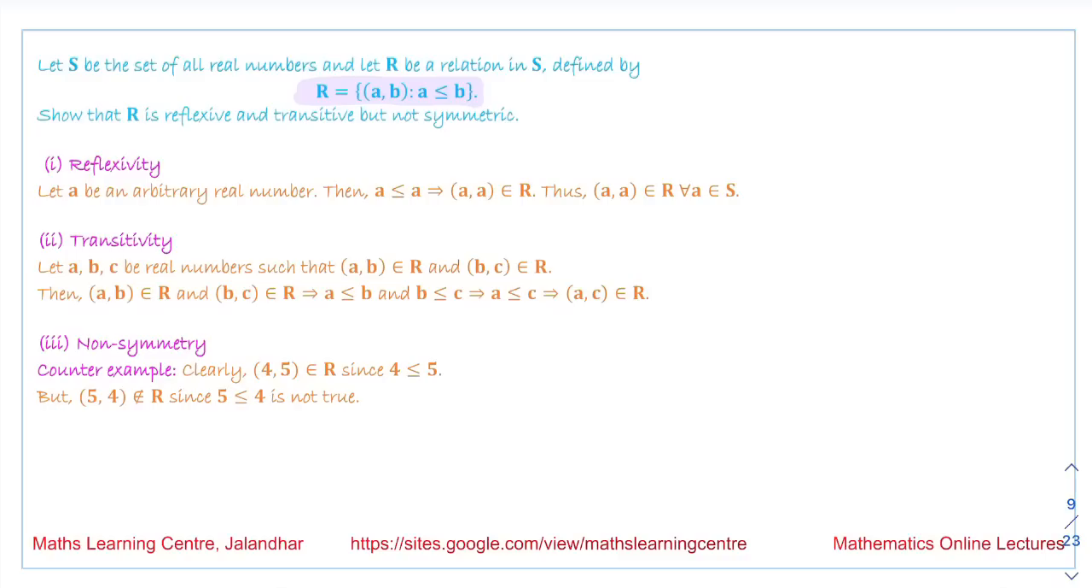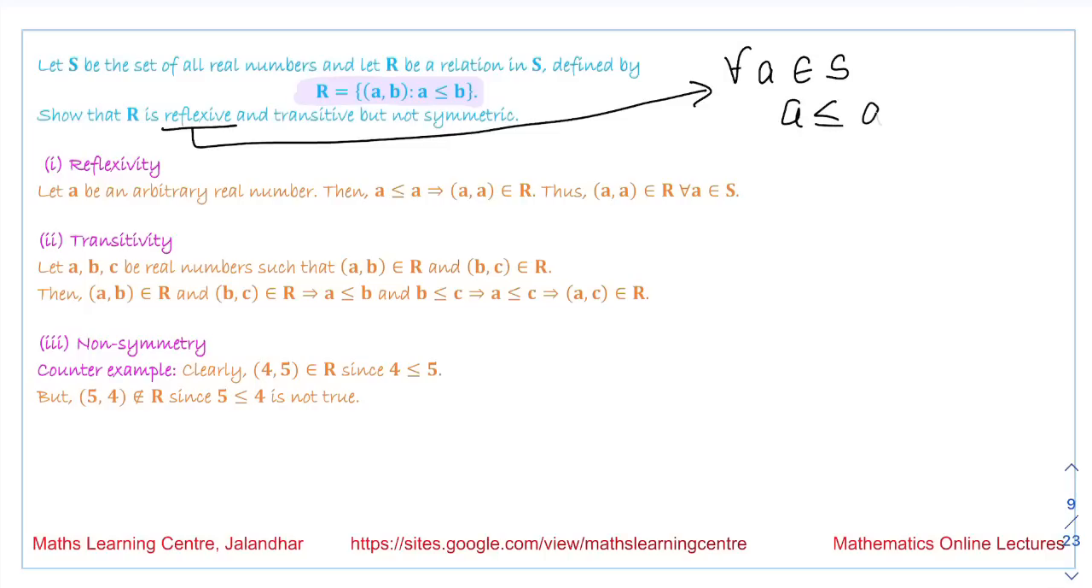So again, for the reflexive part, we consider the element A belongs to S. We are saying for all A belongs to S, A is always less than or equal to A. So this implies that A is related to A. So for all A belongs to S, A is related to A. It means the relation is reflexive.